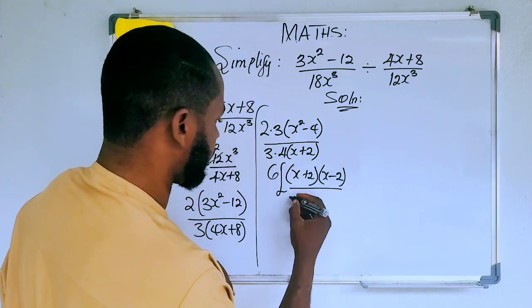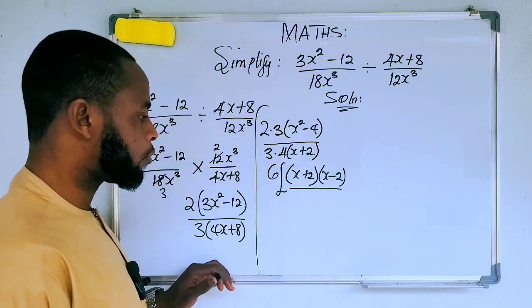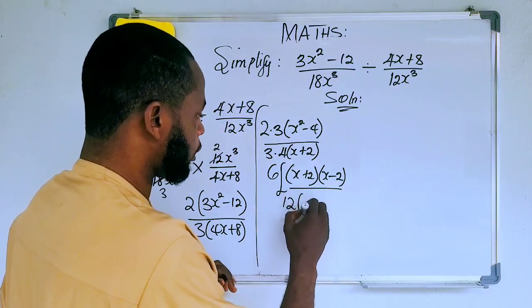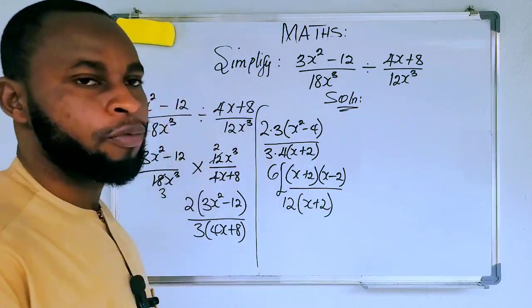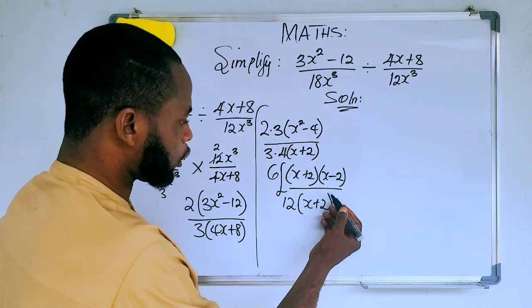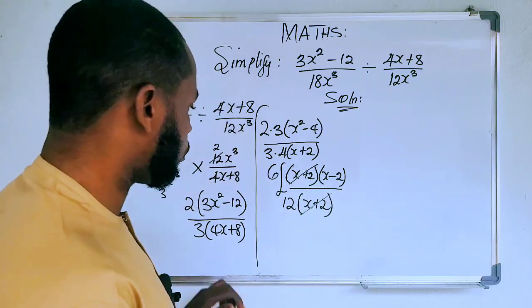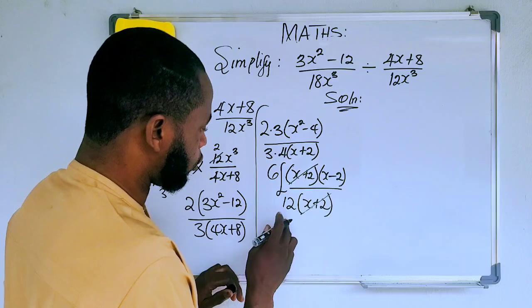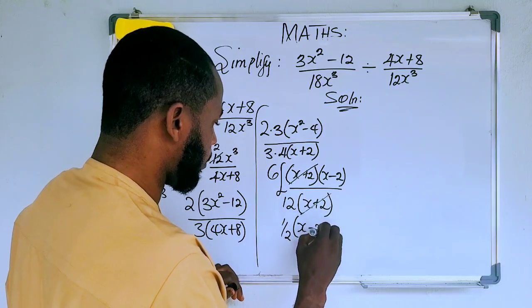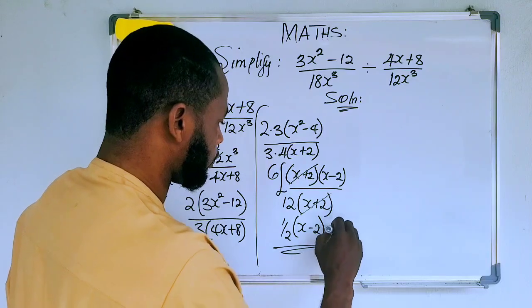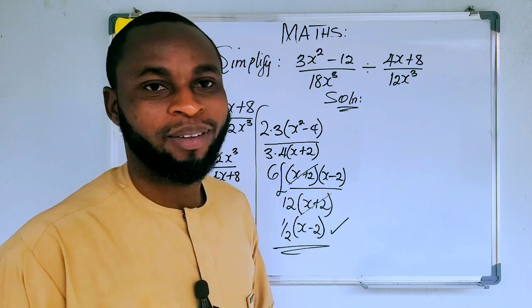Then divided by, here we have 3 multiplied by 4, that will give us 12 into (x plus 2). Then now (x plus 2) will cancel out (x plus 2) here, and we have 6 divided by 12, that will give us 1 over 2 into (x minus 2). And this is the simplified form of this expression here on the board.